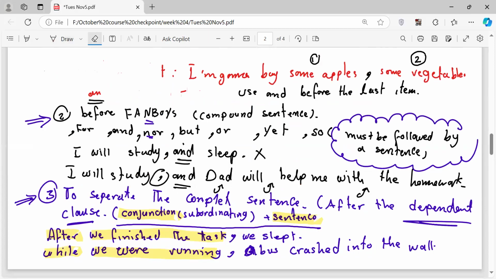What I don't mean? Remember it. No, don't remember. Okay, I'll give you an example. Then you will notice the difference. Look at this sentence.